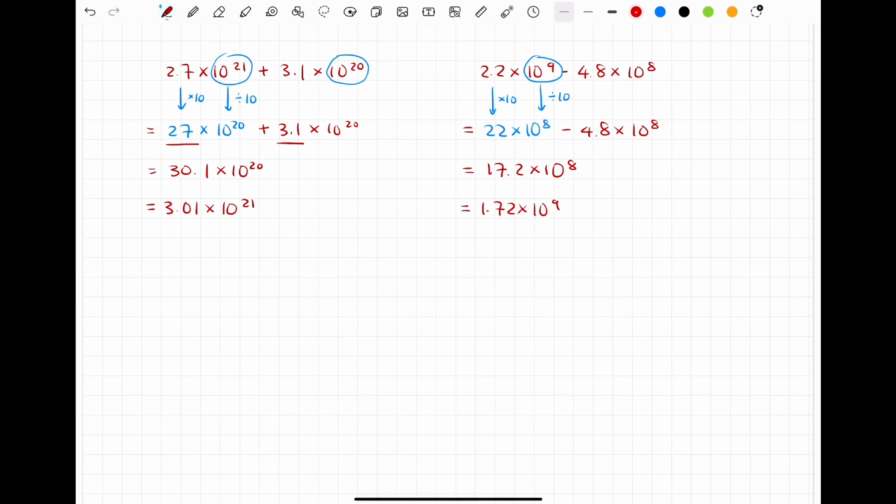Of course, you can convert 10 to the 8 to 10 to the 9, and then you will be able to get the same answer.